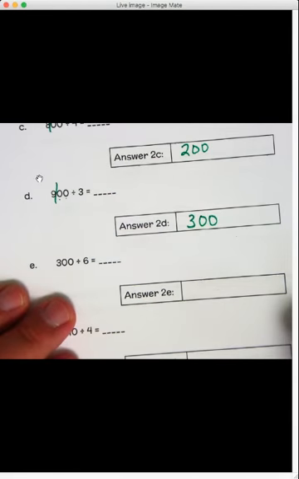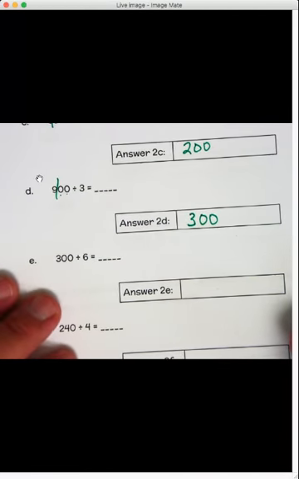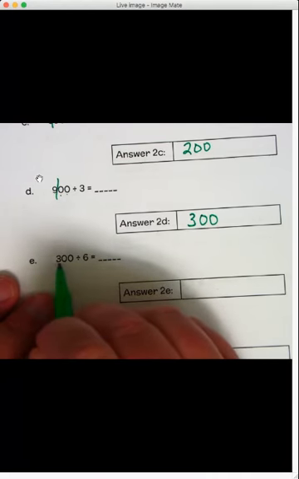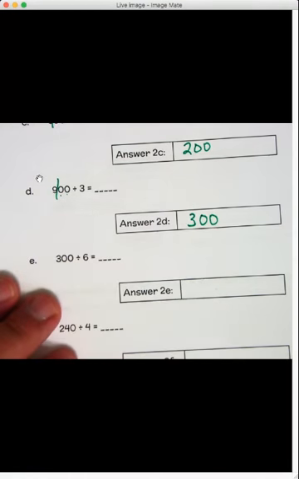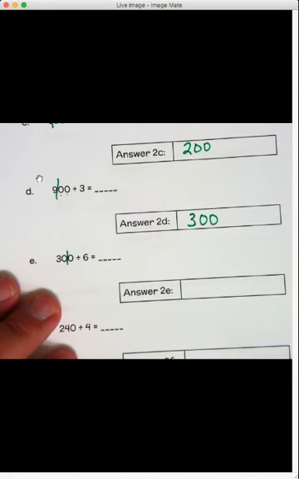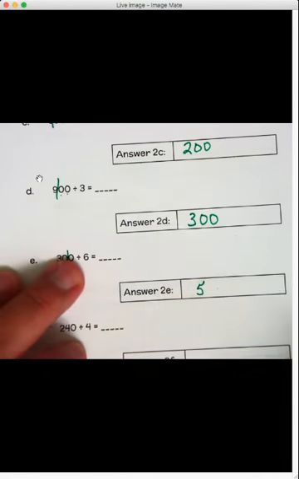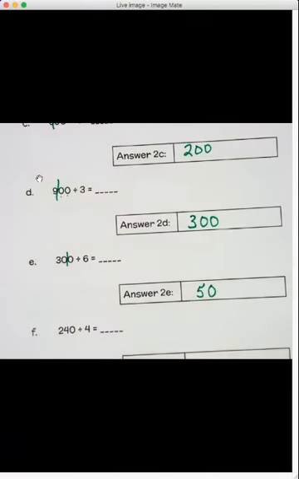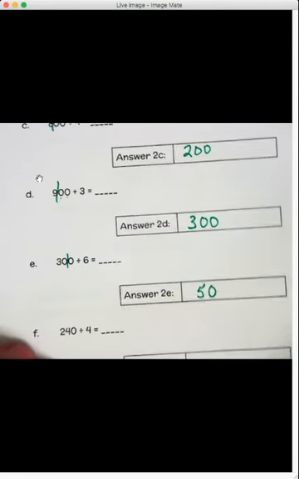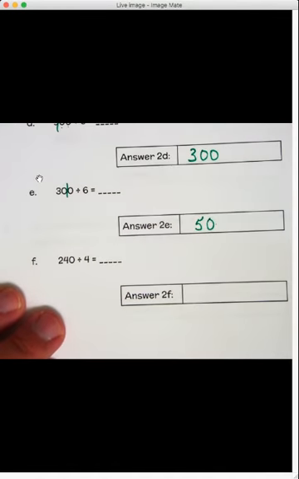Uh-oh. 300 divided by 6. You can't. 6 doesn't go into 3. So we're going to have to take a 30, though, if you know your facts. 30 divided by 6 is what? It's 5. 5 times 6 is 30. And then we'll add that 0 that's left. So 300 divided by 6 is 50. This next one's kind of like that. 24 divided by 4.